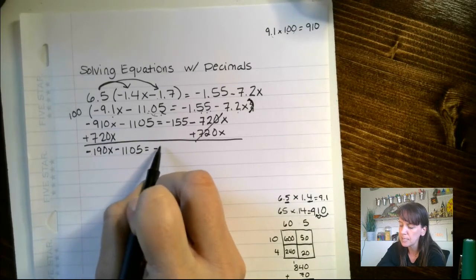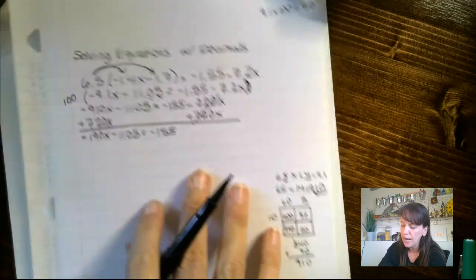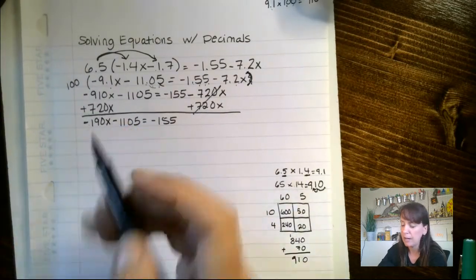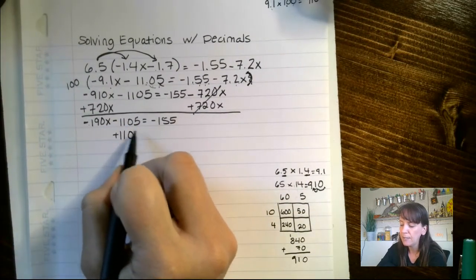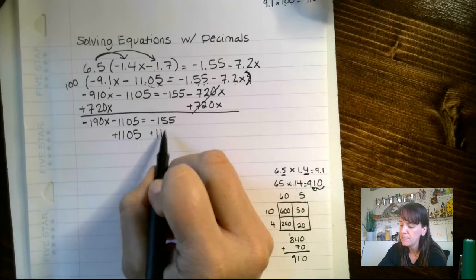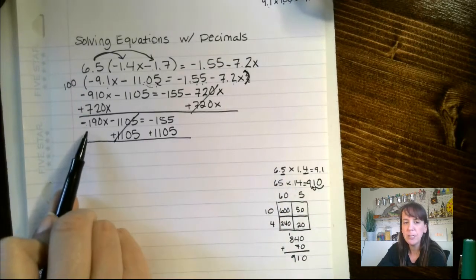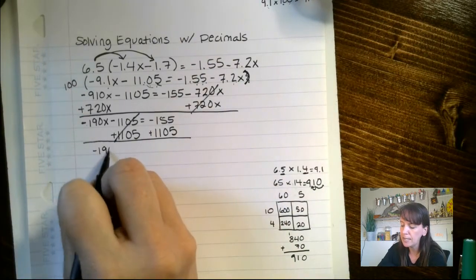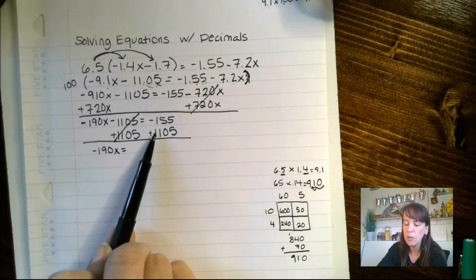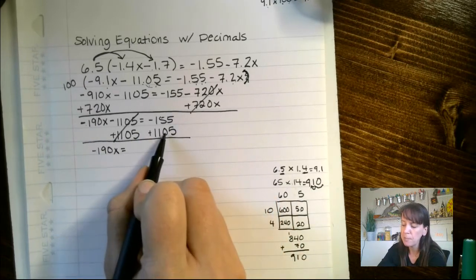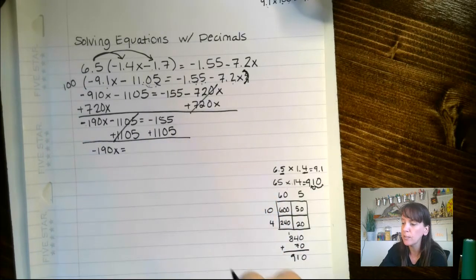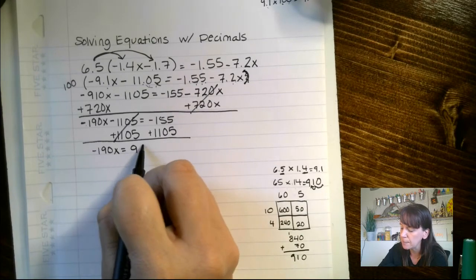1105 equals negative 155. And now is the time to deal with this 1105. We're going to add 1105 to both sides. All right, and so now what we're going to do is bring this down. Negative 190x equals, this one, the positive team is larger, so our answer is going to be positive, and the difference between those two is going to be 950.